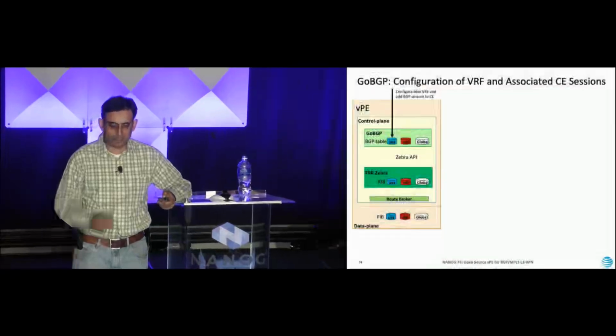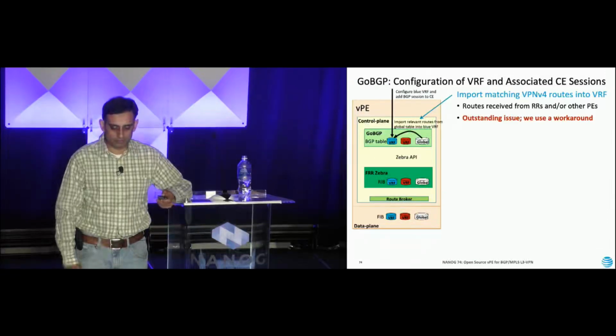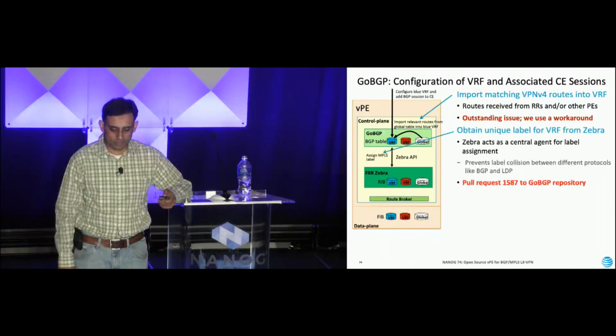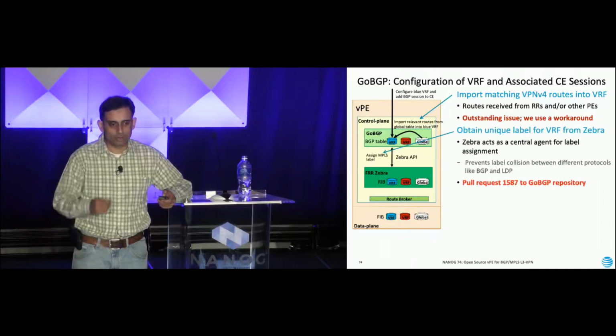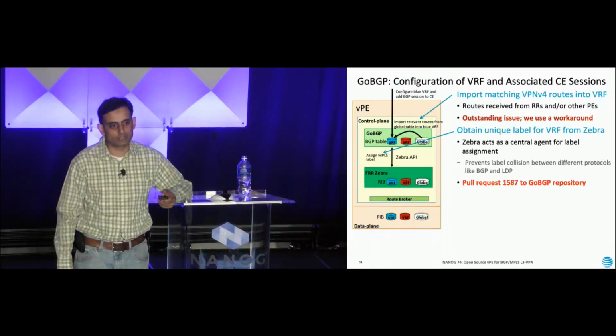So in fact, I can show you something which is in the backup. Yeah, this slide. So when we configure the VRF, now with the change, what happens is that once the VRF is configured, GoBGP contacts FRR Zebra and obtains a label and associates it with the specific VRF that you are trying to configure. And this is the label then, which is propagated along with the route to the route reflector. Does that make it clear?